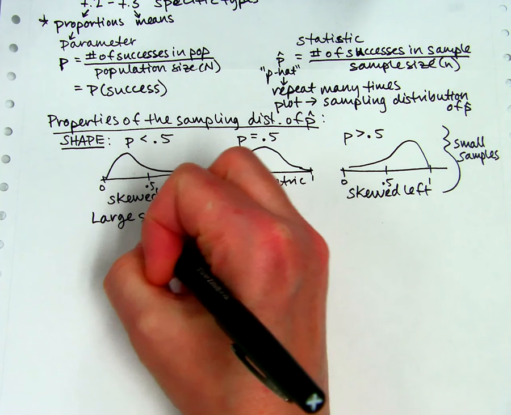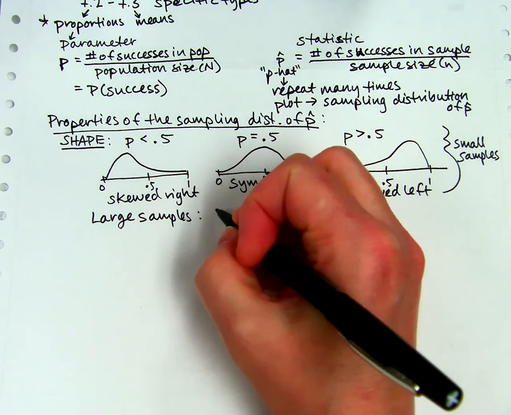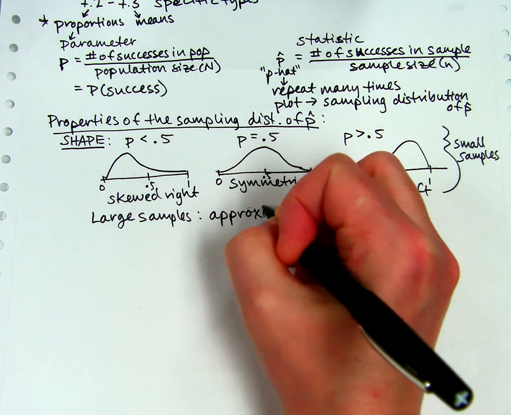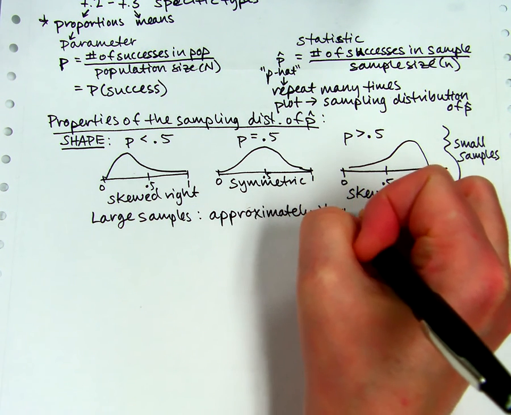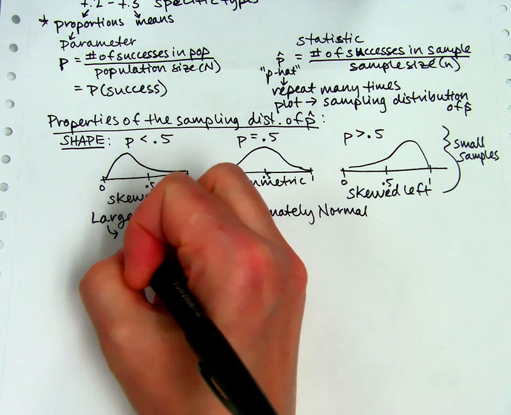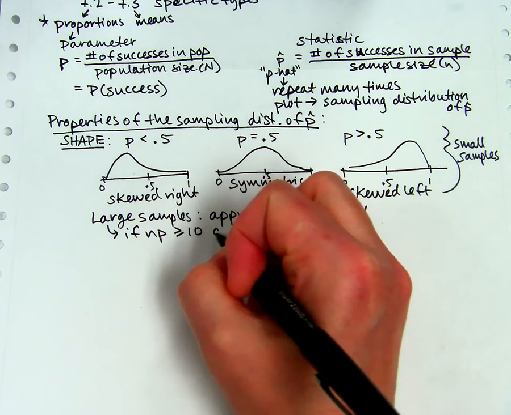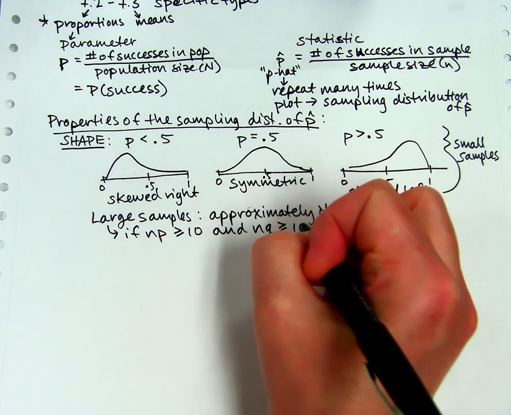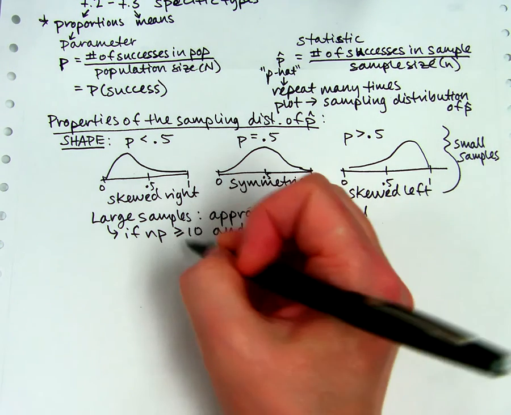With large samples, it gets closer and closer to normal. So approximately normal if the sample is large enough. And that large enough condition is if np is greater than or equal to 10 and nq is greater than or equal to 10. And we saw that before with binomial. This is the normal approximation to binomial.